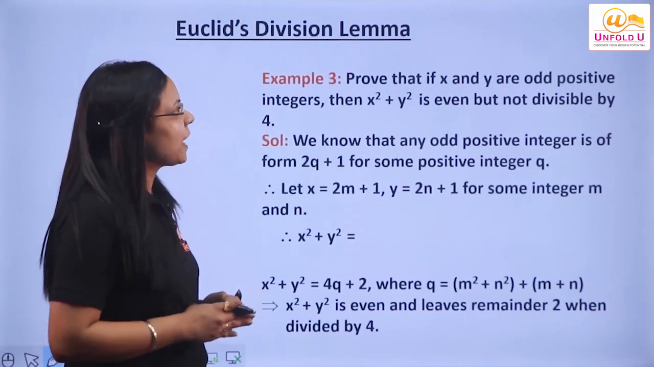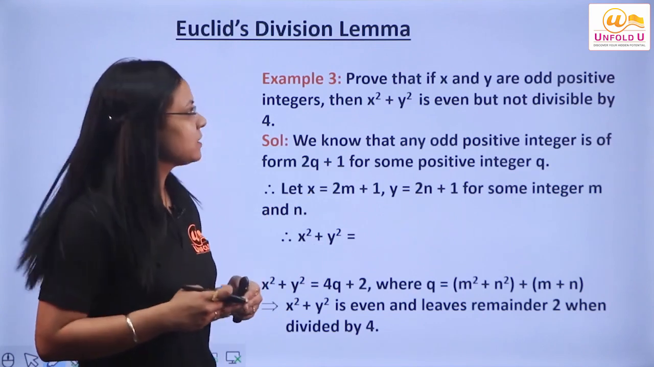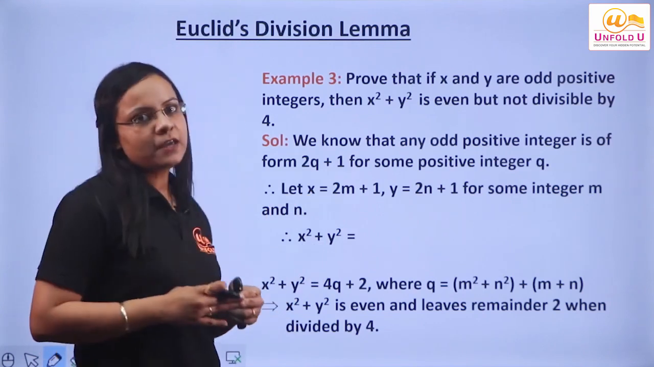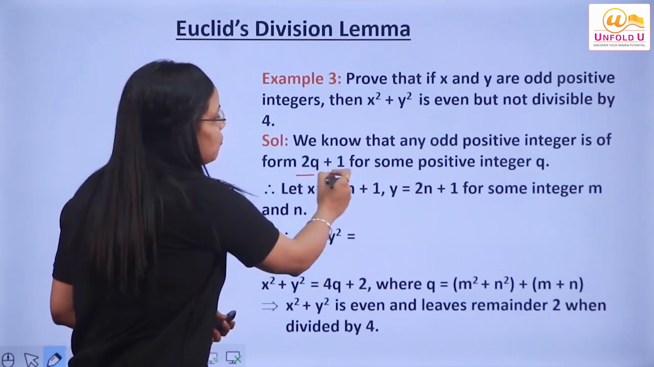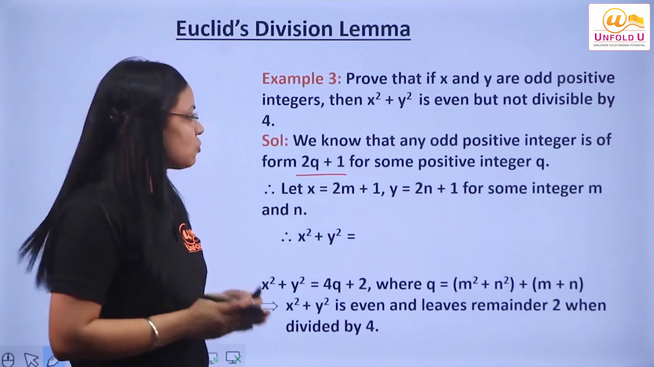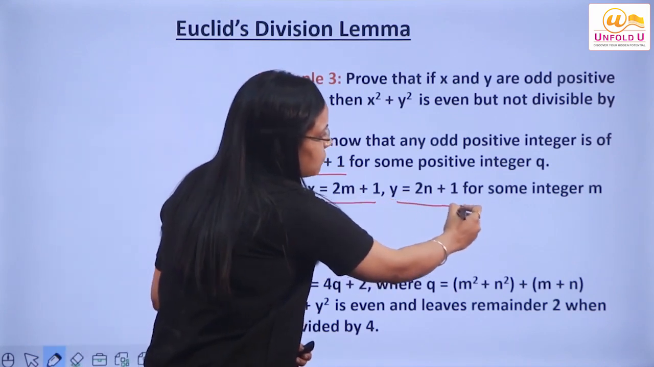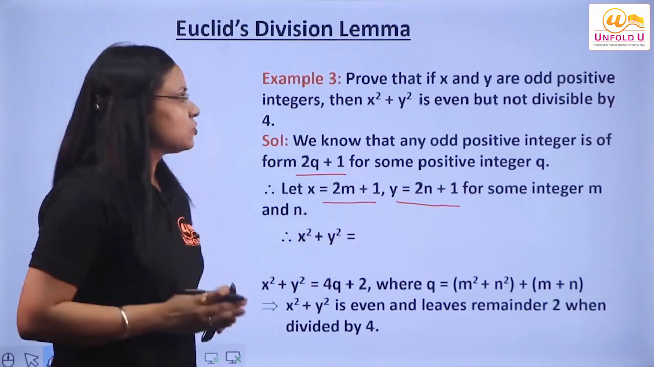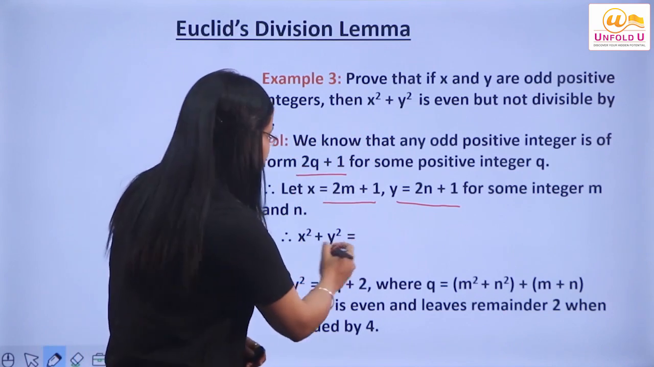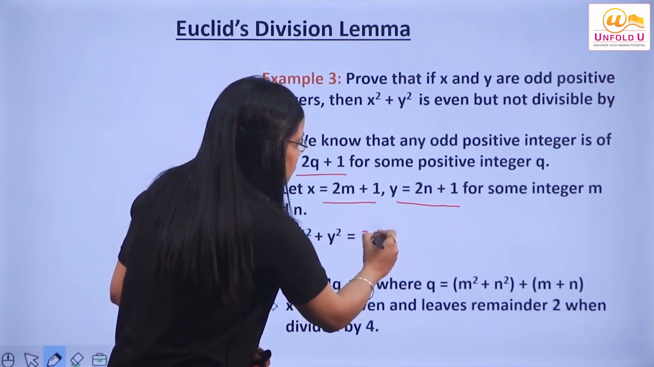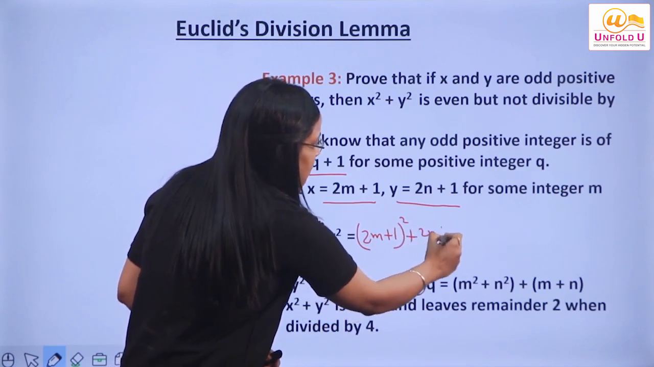Example 3, which is prove that if x and y are odd positive integers, then x square plus y square is even but not divisible by 4. Now we know that any odd positive integer is of the form 2q plus 1, where q is any integer. So we take x is equal to 2m plus 1 and y is equal to 2n plus 1, where m and n are integers. Now we want the value of x square plus y square. So just put the values of x and y in this. We get (2m plus 1) whole square plus (2n plus 1) whole square.